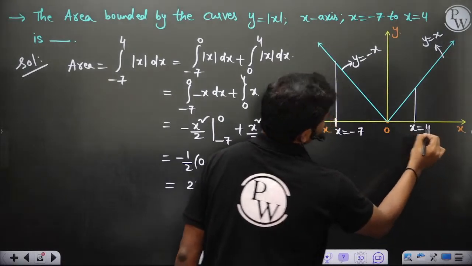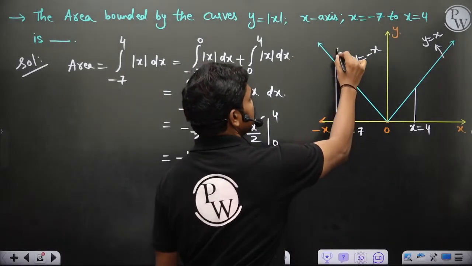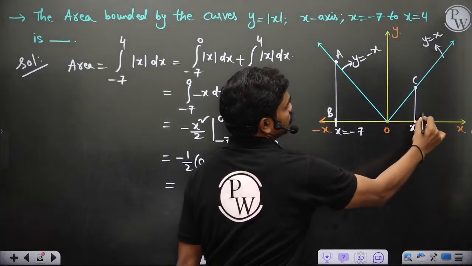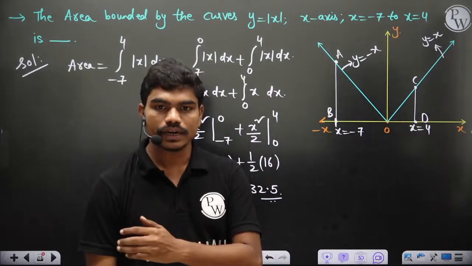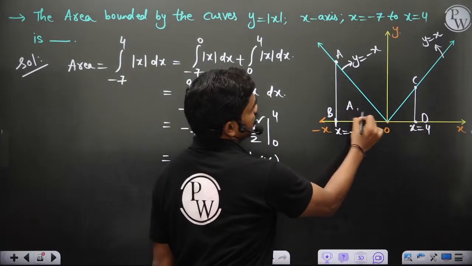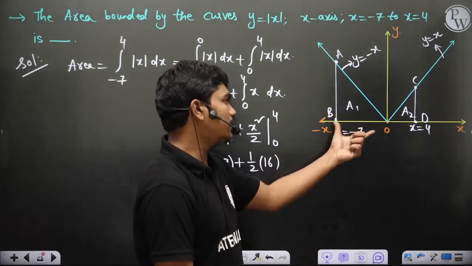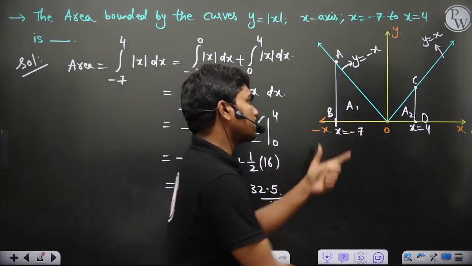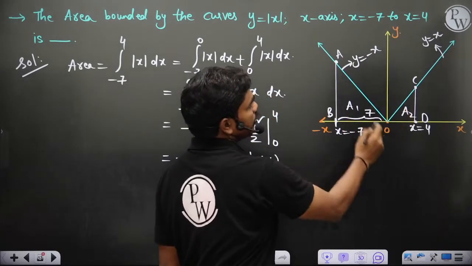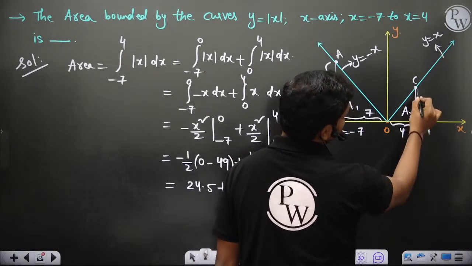Then the area bounded is nothing but the area of these two triangles. If I call this A, this B, this C, and this D, then the area bounded is geometrically equal to the area of these two triangles, A1 and A2. That's it, right? Done. If this length is 7, because it is x equal to -7, so ultimately this OB length is 7 units. If this is 7 and this is the line y equal to -x, what would this height be? It is also 7. Similarly, if it is 4, this height would also be 4.